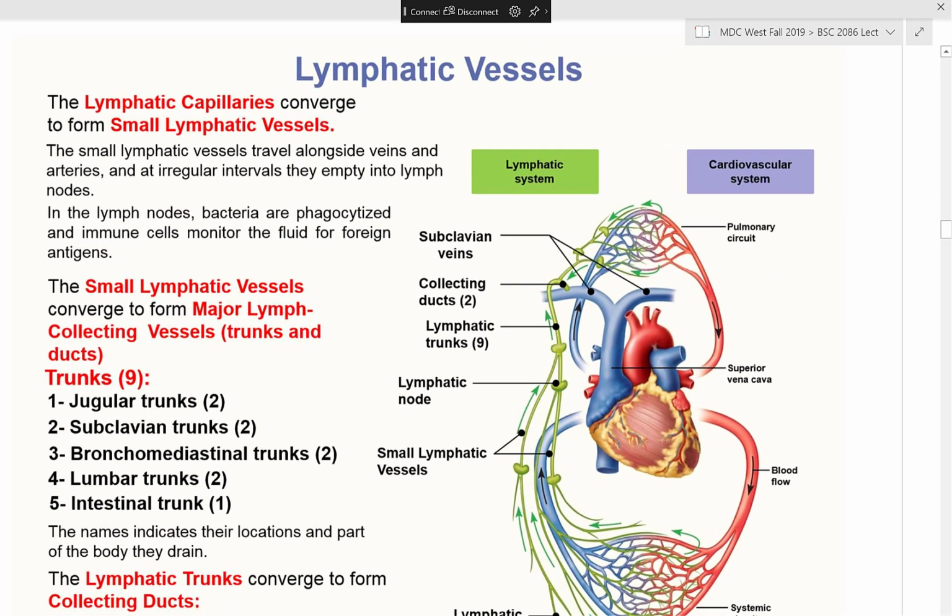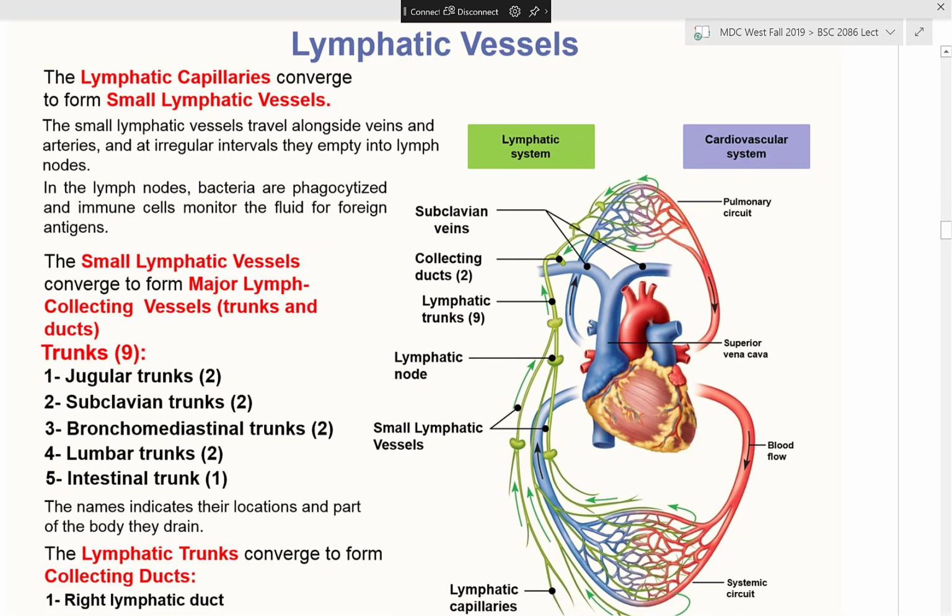Here's the true order of the lymphatic vessels. So we have jugular trunks. There are two jugular trunks, right? What are the jugular trunks? Where are they found? Near the jugular vein. So most of these things, the name tells you what it is, right? So you have two. That means you have one on the right and one on the left.